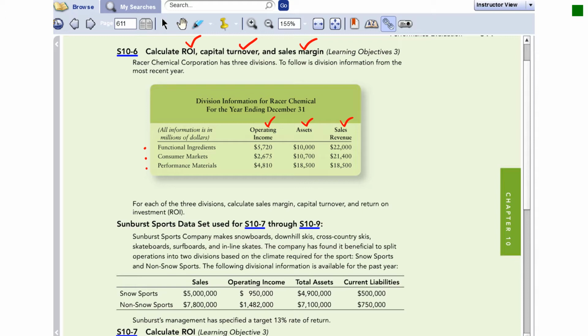So just to remind you, to get your sales margin, you take your operating income and divide that by your sales. For capital turnover, it's sales divided by your assets. And for ROI, it's your operating income, again, divided by your total assets. So on the next slide, we'll walk you through the results.